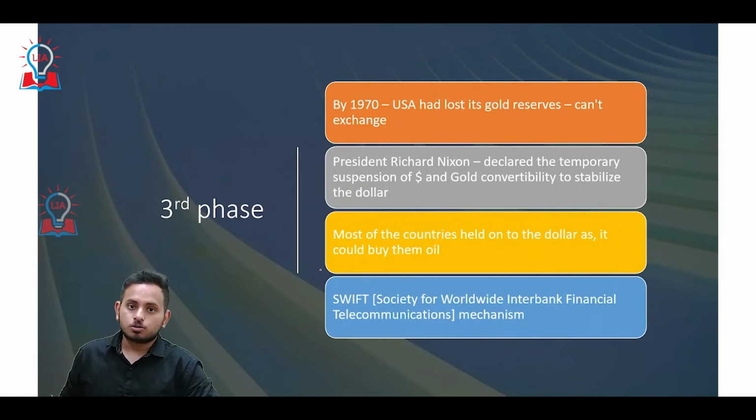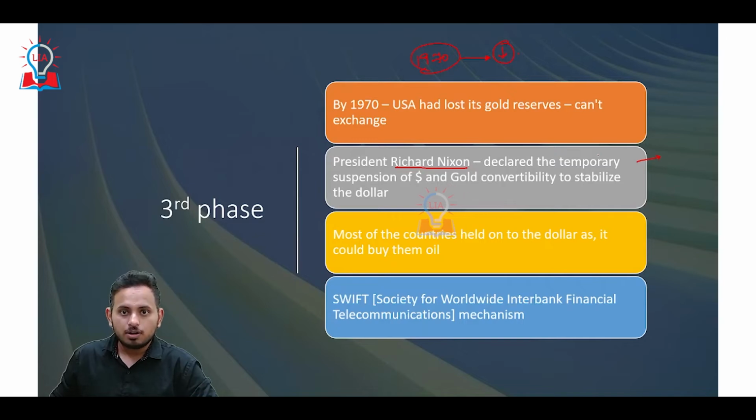The third phase started by 1970, when the USA was exchanging its dollar with gold. By 1970, as this was the phase of the Cold War in world politics, the gold reserves that the USA had started depleting. At this time, the president of the USA, Richard Nixon, came up with a notification and said the USA is giving up its policy of exchanging gold for dollars. So from now on, if any country gives dollars, we will not be exchanging it with gold. So the dollar which was pegged to gold, this mechanism was overthrown.